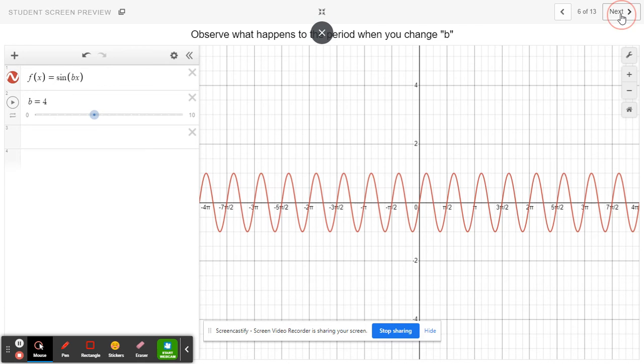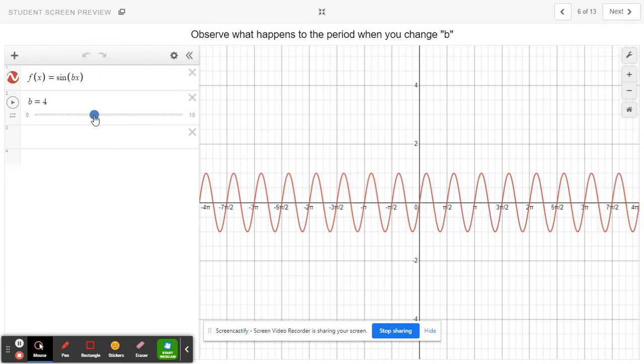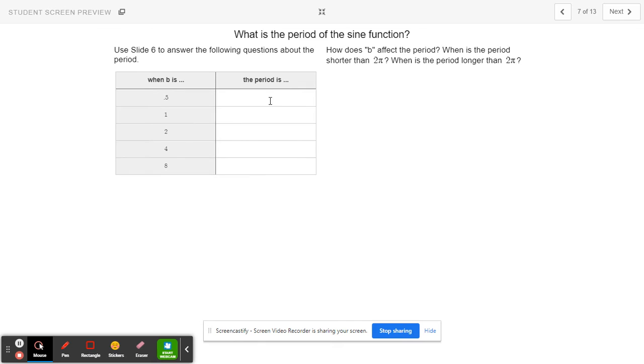So let's go ahead and look at the next slide. It says use the previous slide to answer the following questions. When b is 0.5, what is the period? Let's go back and make b 0.5, and I believe we already talked about this. The period was 4 pi. So you can see 4 pi. When b is 1, well, that's just the parent function, so we know that's 2 pi.